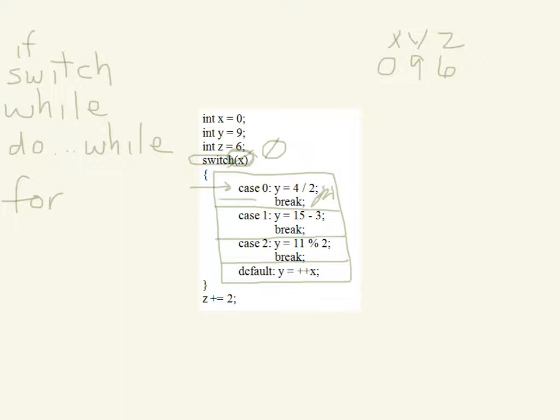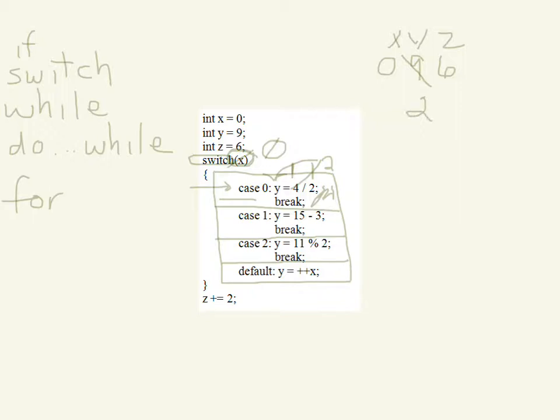Alright, well, I take Y is equal to 4 divided by 2. When I see division, I'm always thinking, ooh, is this integer division or floating point division? Well, both operands are ints, so I know this is integer division, and 4 divided by 2 in integer division is 2, and I'm going to store that value into Y. So Y becomes a 2.